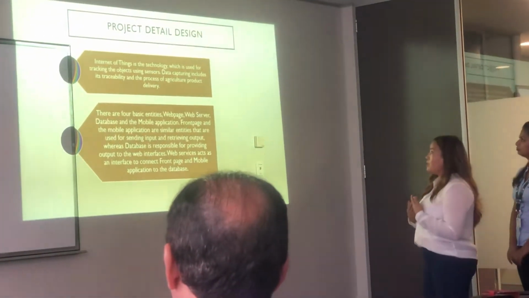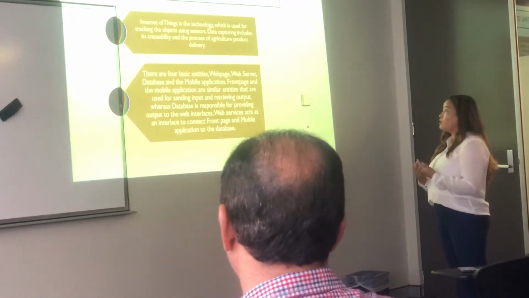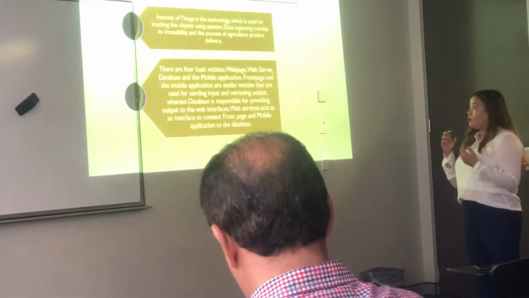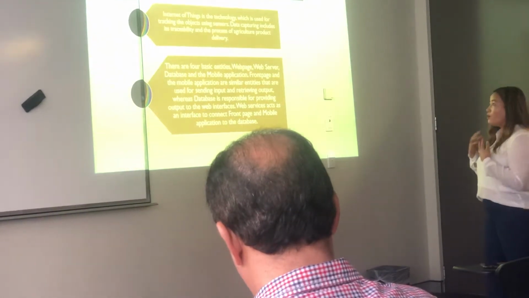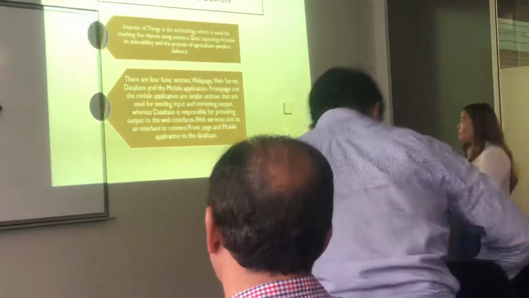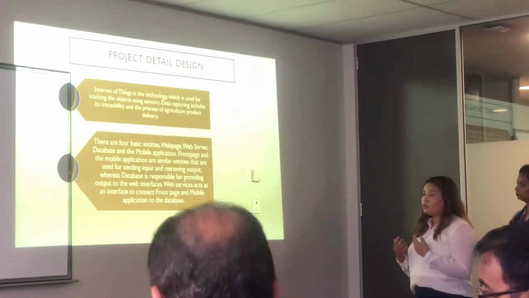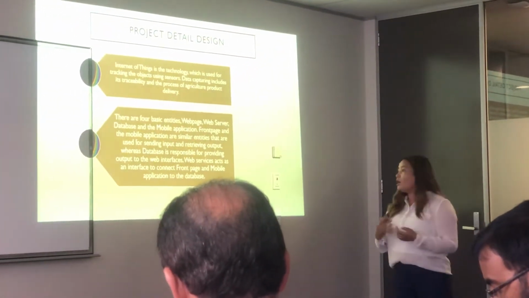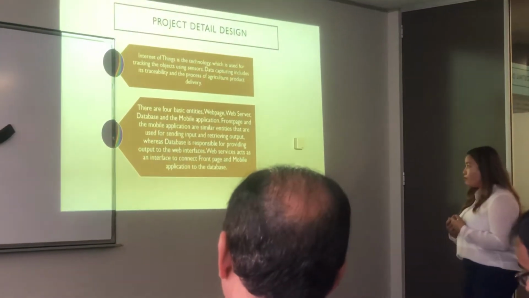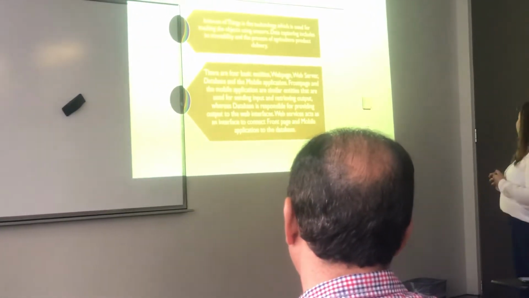So our project detail design is that Internet of Things is a technology which is used for tracking objects using sensors. We'll be using different sensors to track the objects or vegetables. There are 4 basic entities: web page, web server, database, and mobile application. The web page and the mobile application are similar entities, responsible for the input and output of the data, whereas the database is responsible for providing output to the web interface, and the web service acts as an interface to connect the front page and mobile application to the database.